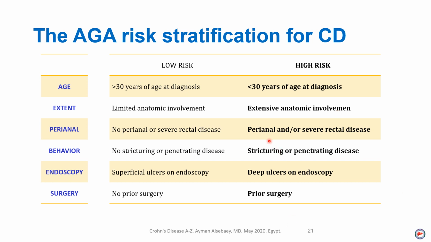The presence of perianal disease or severe rectal inflammation is a high risk patient, okay? The presence of penetration in the form of stricture or fistulae, okay, high risk patient. In endoscopy, the presence of deep ulcers more than 2 centimeters is a high risk patient, okay? And of course, if the patient underwent prior surgery, he is a high risk patient, okay? This is the simplest stratification system and I advise using it.